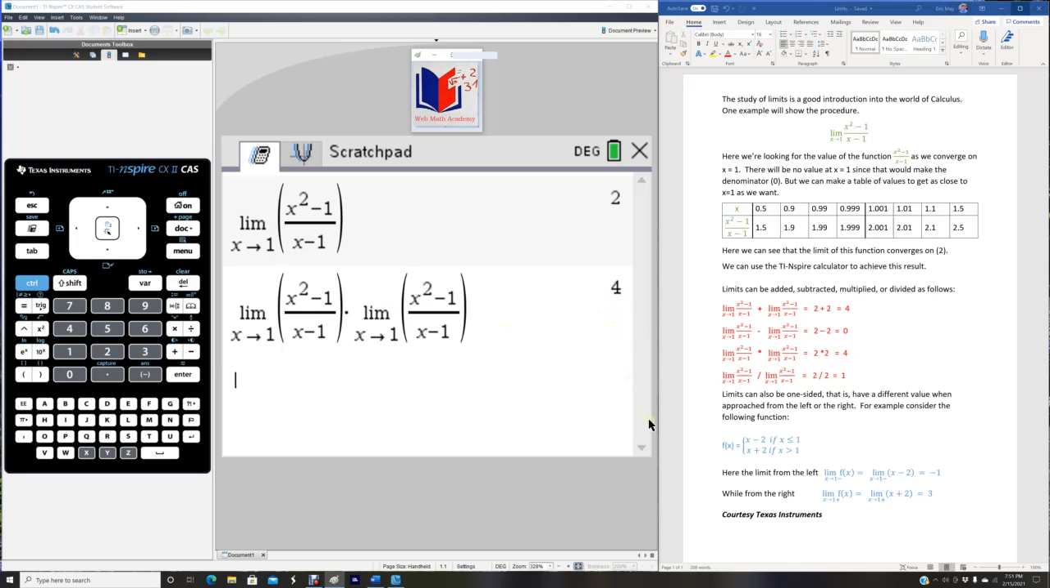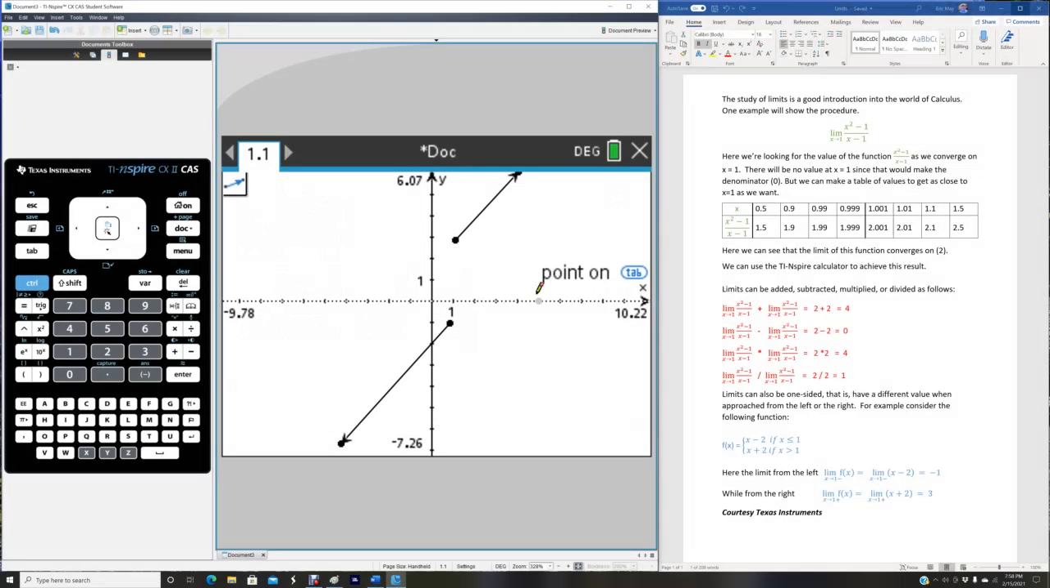So limits can also be one-sided, that is, have a different value when approached from the left or the right. For example, consider the following function. Here the function f of x equals x minus 2 if x is less than or equal to 1, but equals x plus 2 if x is greater than 1. We have that graphed over here on your TI-Nspire calculator.